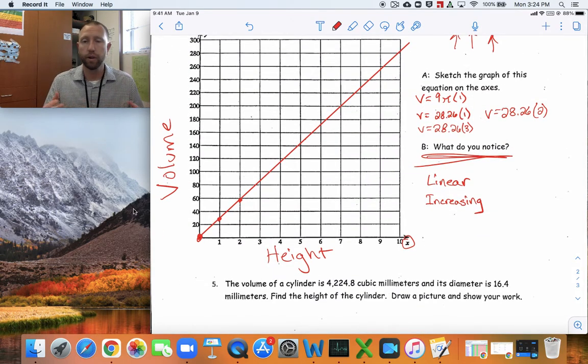And that's really all we need to notice there. I could also say that it's a proportional relationship because it starts at 0, 0. It goes through the origin, right? So all of those things are things that I notice. I'm going to stick with the function things that we talked about. It's linear and it's increasing.